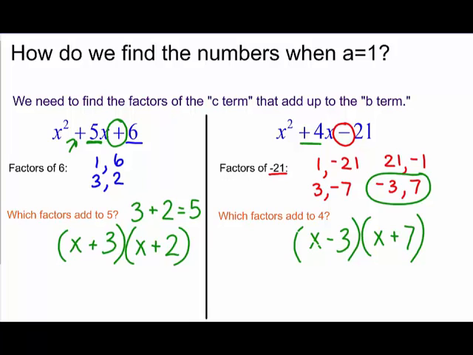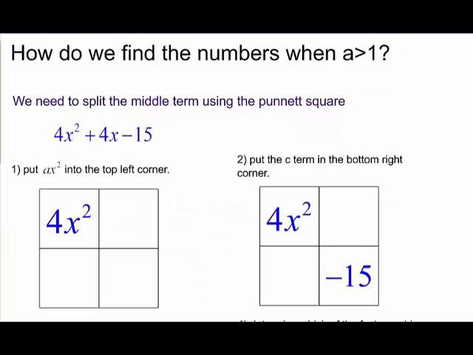Now, when your a value is 1, it's as simple as finding those factors that add up to that middle term, that b value. But if that a value is more than 1, we have to go back to the square that we've been using for multiplication. So here are the steps that you're going to go through. For the expression 4x squared plus 4x minus 15, notice, again, I'm going to look at this sign here first, and I know that I'm going to be dealing with a positive and a negative.